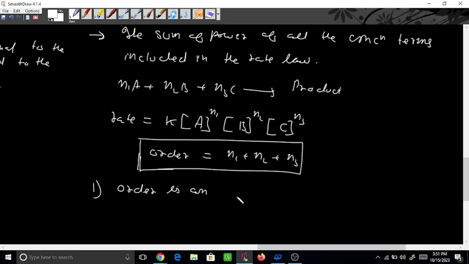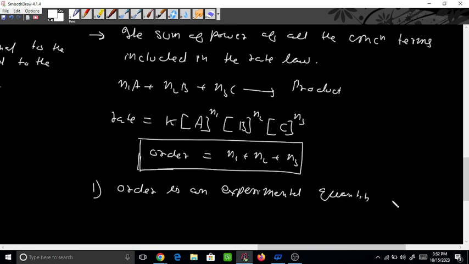But will we be given the reaction? Reaction will not be given, the change of concentration will be given. Then how will we be able to find N1? If the reaction is given, then directly you can write N1 plus N2 plus N3. If the reaction is not given, then based on the change of concentration you have to calculate the power. Rate will be given obviously, and concentration terms will be given, so you need to calculate the power. Okay, we will see. This order is an experimental quantity.